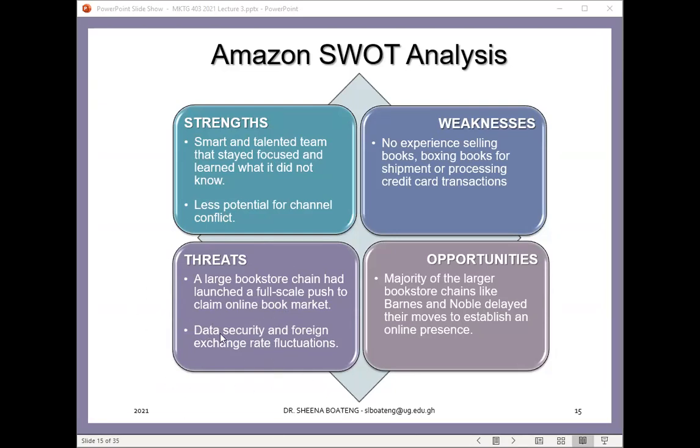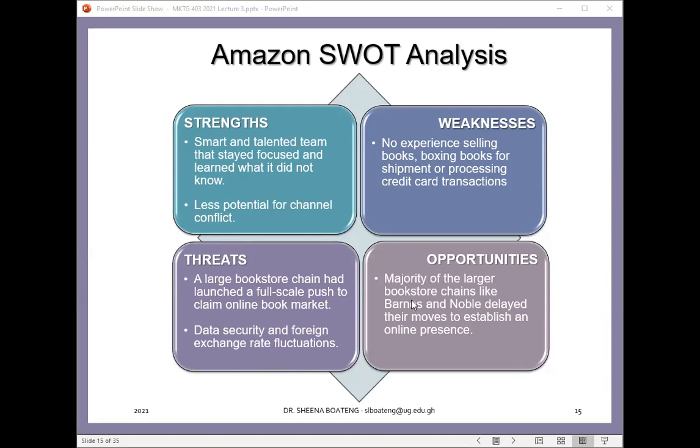And at the same time, data security was an issue because at that time, they had not come to the level where we are now, where there are so many checks and balances in place to protect consumers from having their credit card information stolen online or from having their details taken online. So data security was an issue.